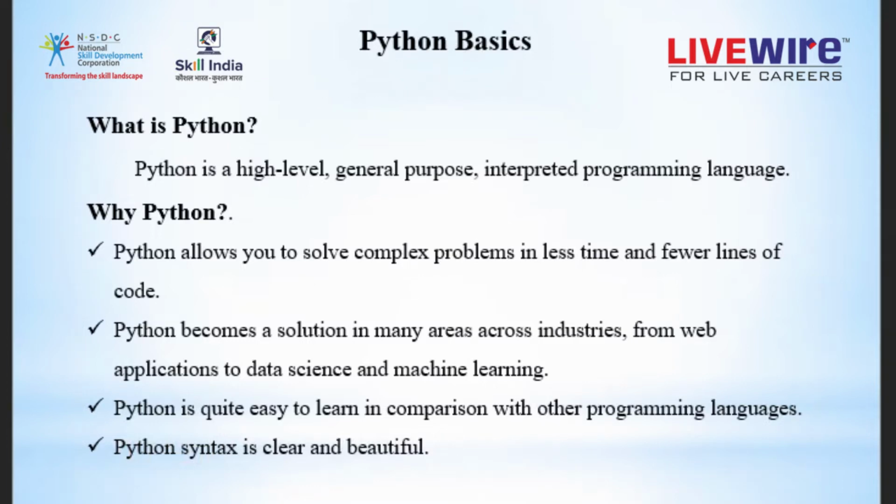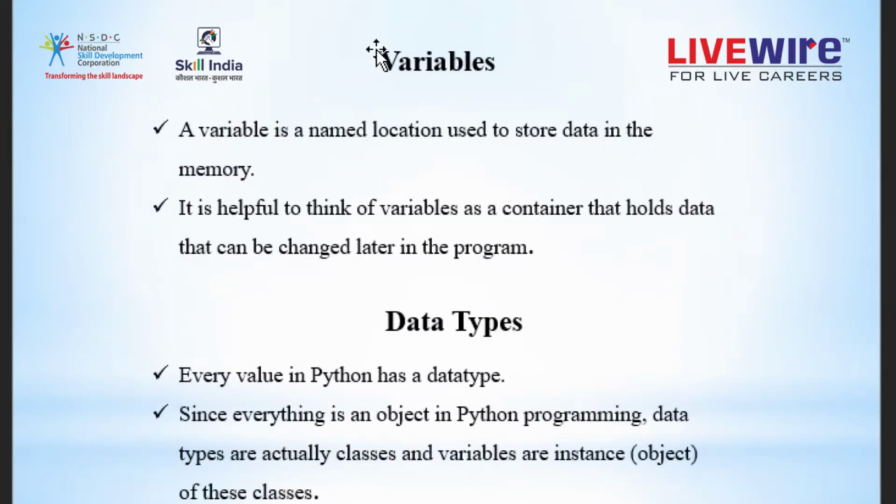Next, we will move on to variables. A variable is a named location for storing data in memory. It is helpful to think of a variable as a container that holds our data and can be changed later in our program.